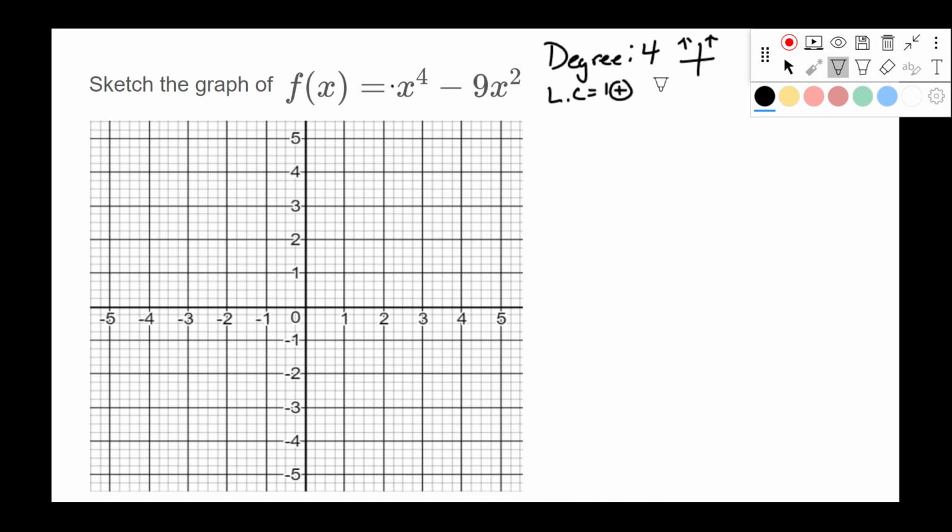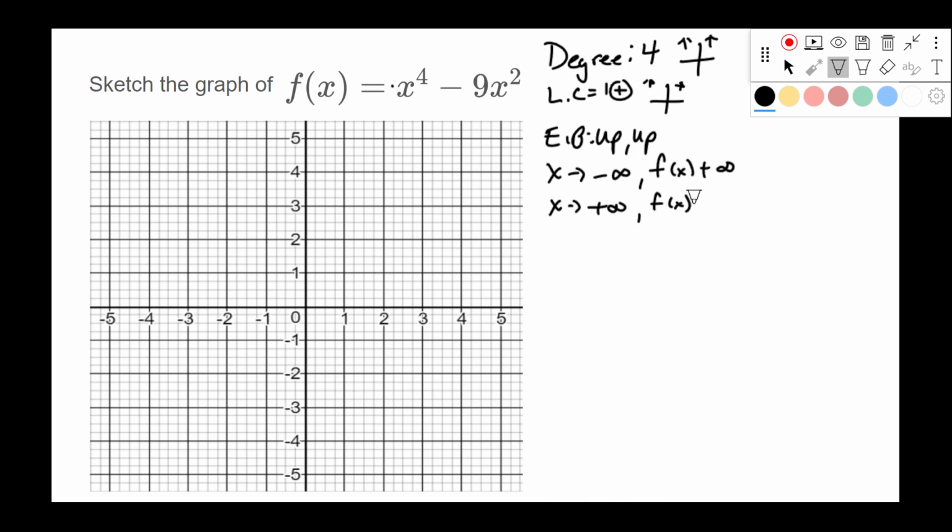So it's positive. So that means my end behavior will stay up, up. So my end behavior is up, up. When x goes to negative infinity, f of x goes to positive infinity. When x goes to positive infinity, f of x goes to positive infinity. Okay? Go to the left, you go up. Go to the right, you go up.